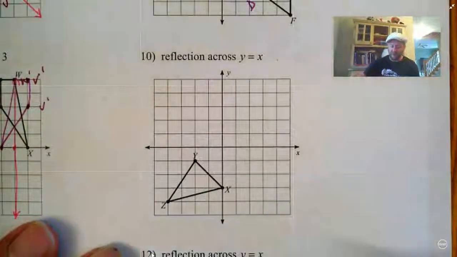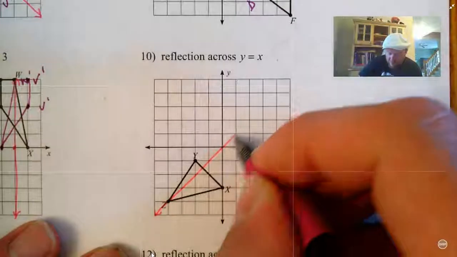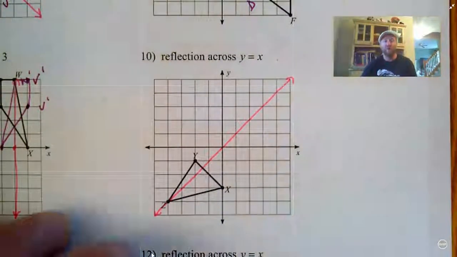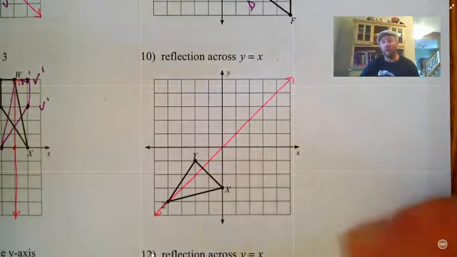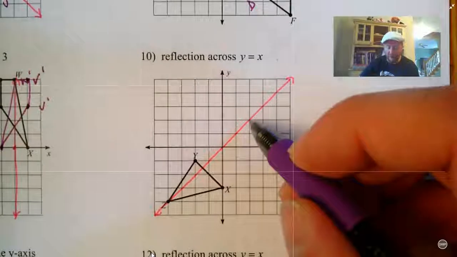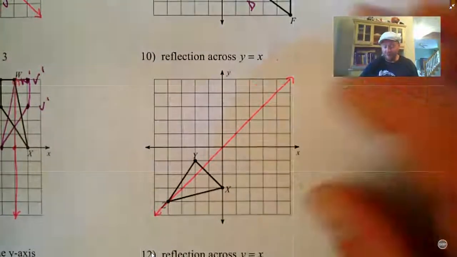Line y equals x. That line, similar to the line y equals negative x, just kind of goes in the other direction, still passes through the origin. It contains all the points where the x-coordinate and the y-coordinate are the same, where x and y are equal. So 1, 1, 2, 2, 3, 3, negative 5, negative 5.